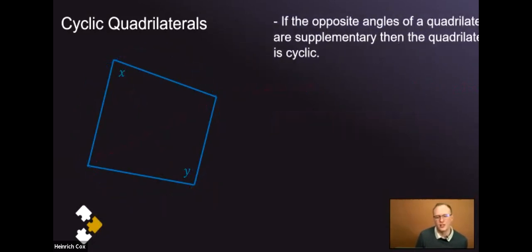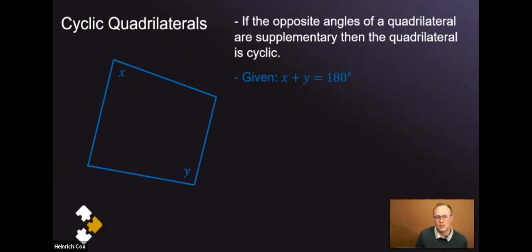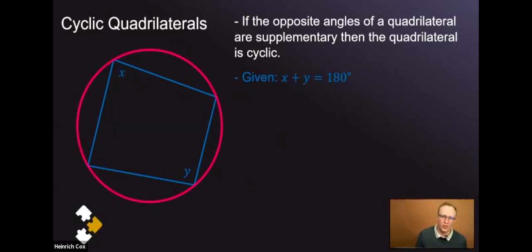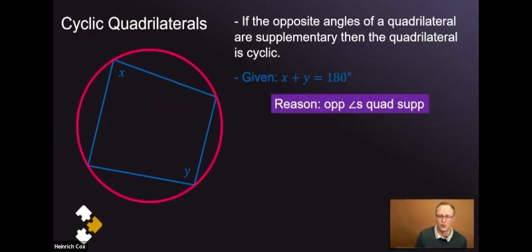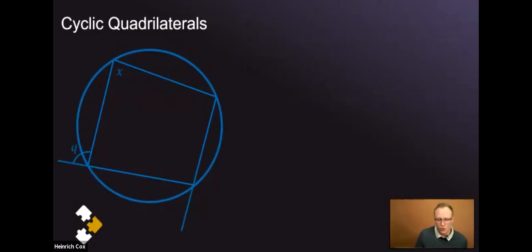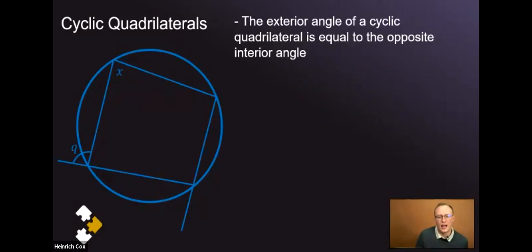And then the converse again is also true. If you can show that x plus y, these opposite interior angles, are supplementary, then you can say that it is in fact a cyclic quadrilateral. And that's the opposite angles quad sup. Also, we know that the exterior angle of a cyclic quadrilateral is equal to the opposite interior angle. And I almost feel affronted that it's a theorem on its own, because it's really just this opposite interior angles thing that's hiding in the angles on a straight line trench coat.